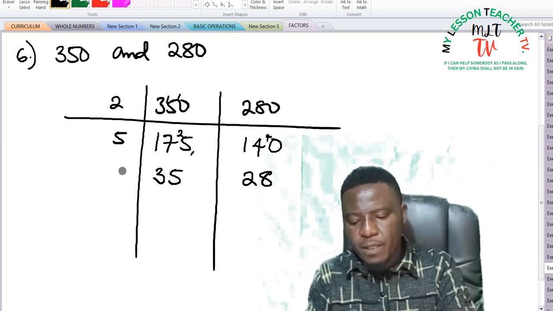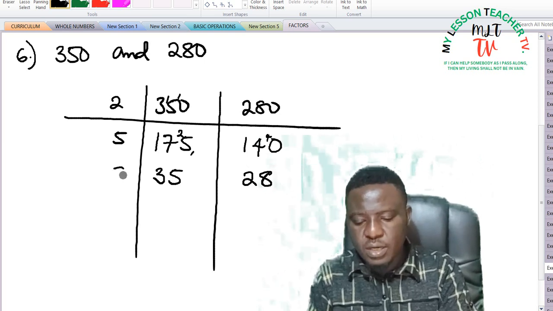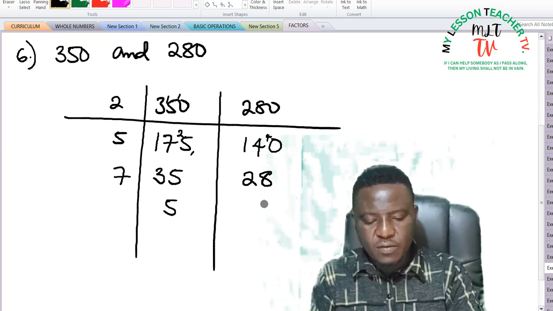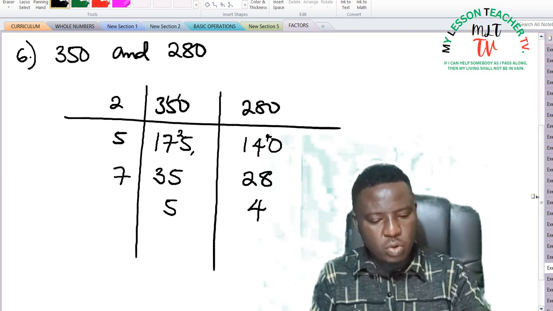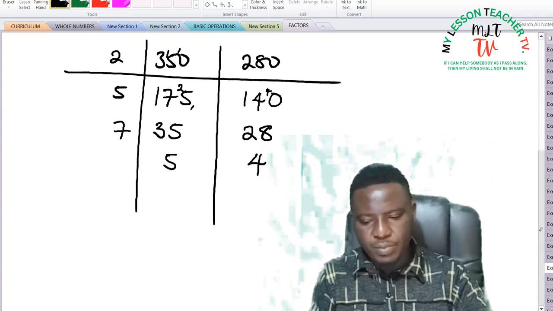7 can go because the last 2 digits are divisible by 7. 7 into 35 is 5 times. 7 into 28 is 4 times. So there is no other factor that can divide 5 and 4 without a remainder.